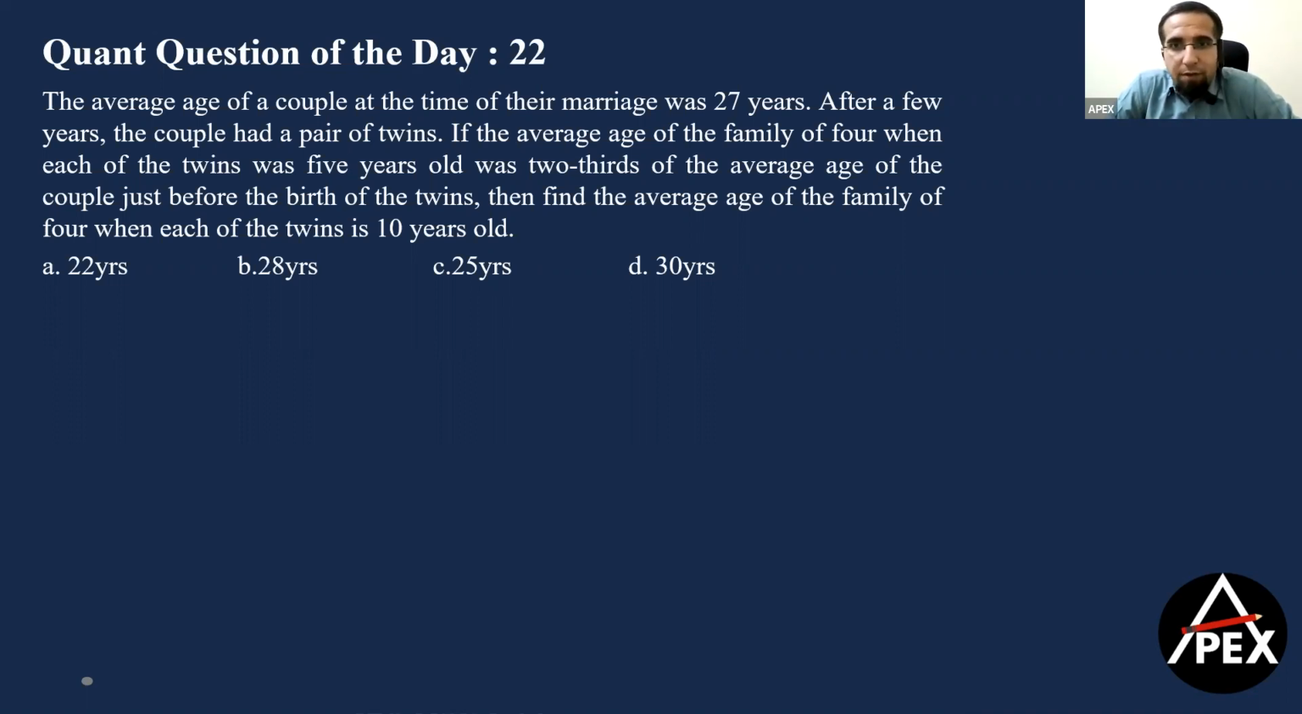The average age of the family of four when each of the twins was 5 years old was two-thirds of the average age of the couple just before the birth of the twins. Then find the average age of the family when each of the twins was 10 years old.